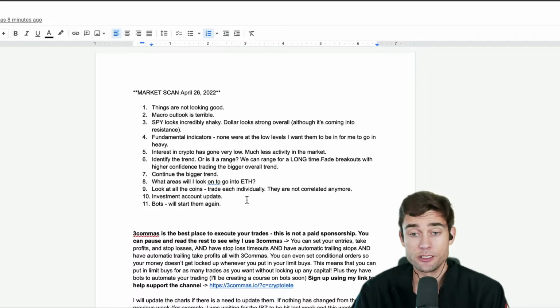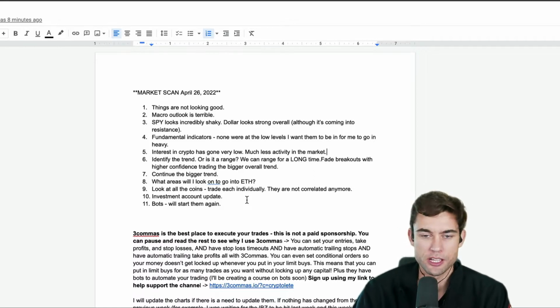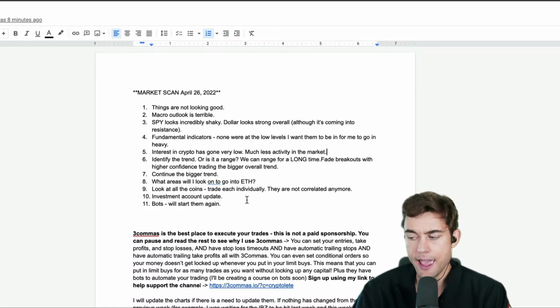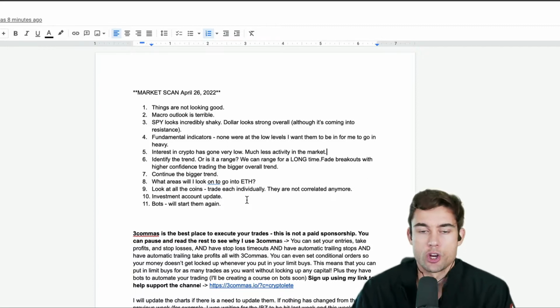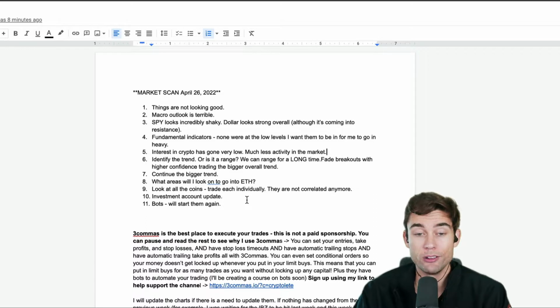So anyway, let's just get started by going over what was in the market scan that I did the other day. I do market scans on a weekly basis. And what I basically came to the conclusion of yesterday was that things really are not looking that good. The macro outlook is pretty terrible. The S&P 500 looks really, really shaky. The dollar overall looks super, super strong.